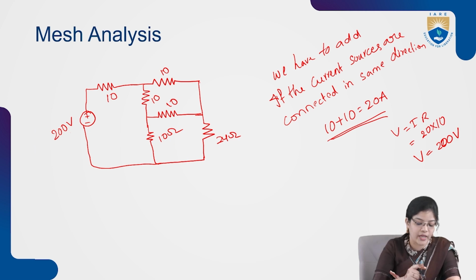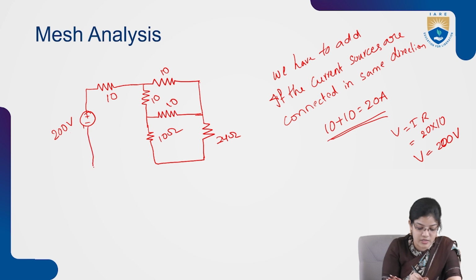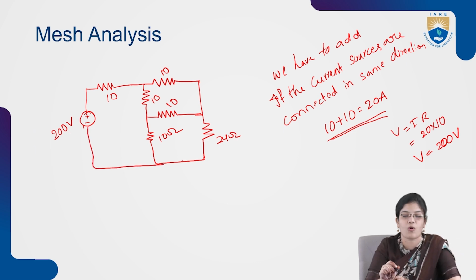So from this we have to calculate the mesh currents. First we have to see how many meshes there are and denote the mesh current for each mesh, and then by applying KVL we have to take out the equations from each mesh, and from that we have to calculate the values of I1, I2 and I3.